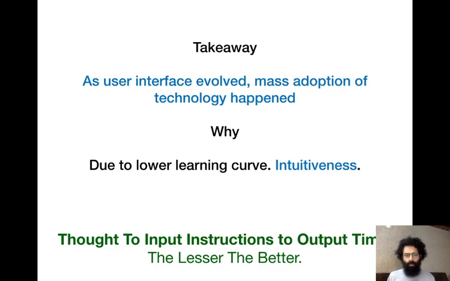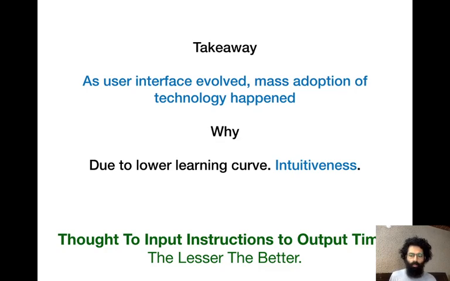So a principle that we can put forth from this is thought to input instruction to output time. The lesser amount of time involved in all these three aspects, the better. The moment the thought originates, and then the time taken to input the instructions. For keyboards it takes higher time, for mobile it's just simple, and output is also pretty fast. So it's mainly thought to input, and the less the better.